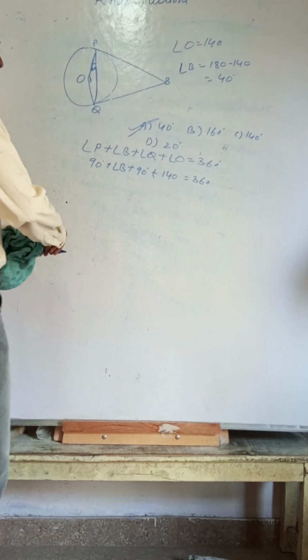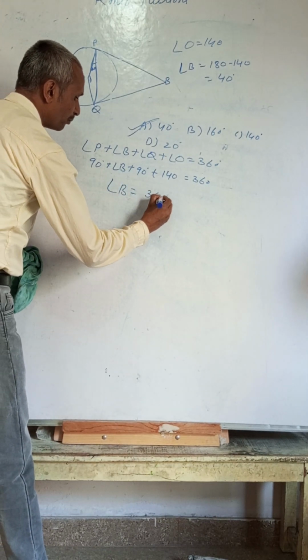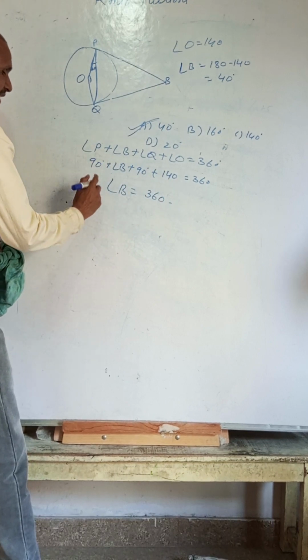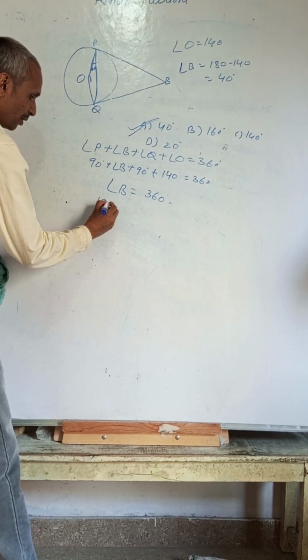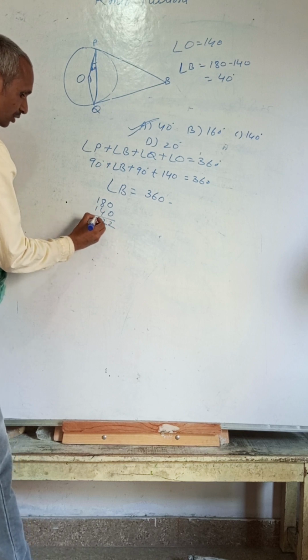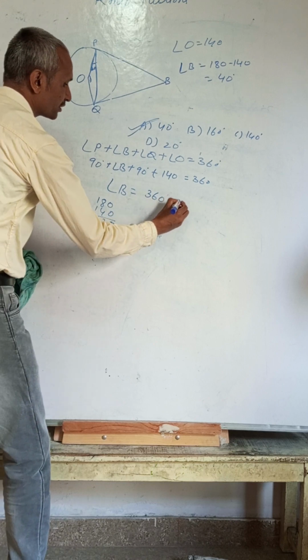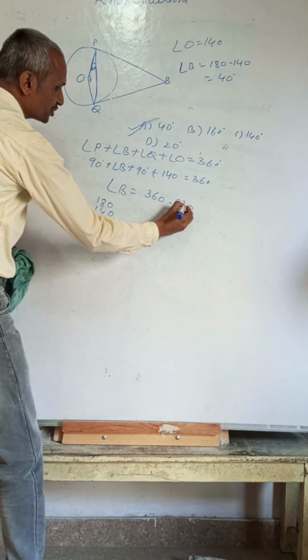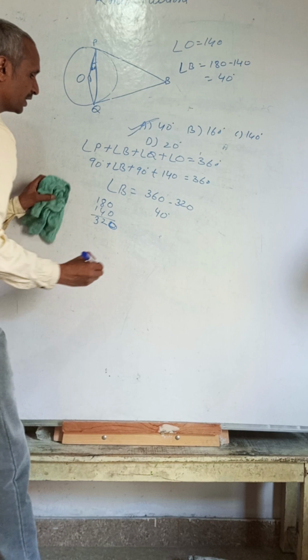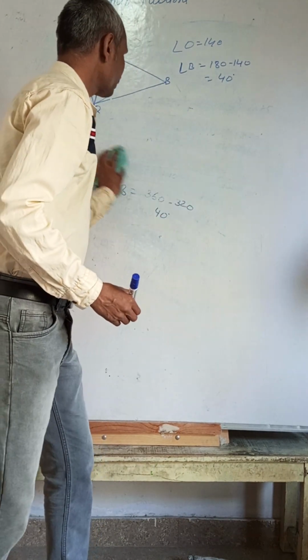Okay. Otherwise, let's see. Angle B is equal to what? 360 minus 140 plus 90 plus 90. See, 90 plus 90 is 180, plus 140 is equal to how much? 320. So 360 minus 320 is equal to 40 degrees. That also can be written. So option A is the correct answer in that.